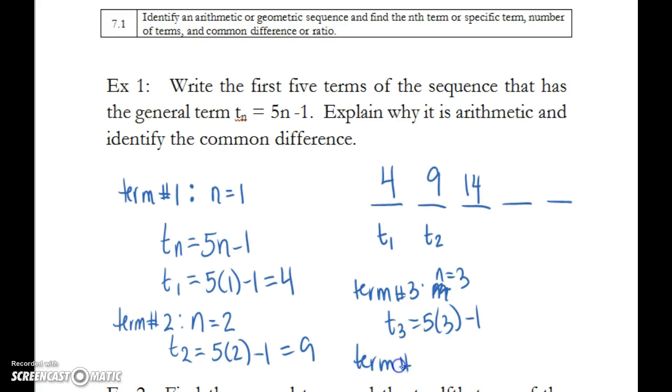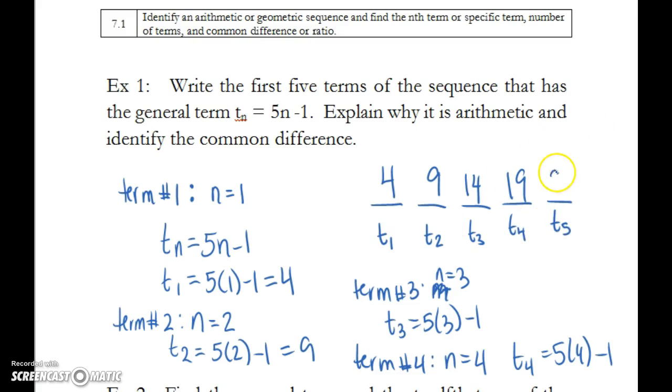Term number 4, we're going to plug 4 in for n. Our fourth term is 5 times 4 minus 1, and that's 19. So t sub 3, t sub 4. And then finally, for our fifth term, we're going to repeat the process and get 24.